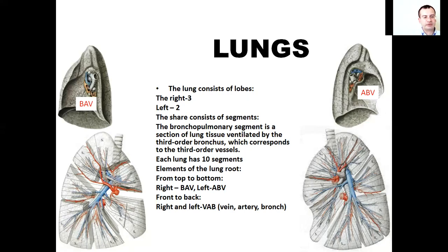Elements of the lung root from top to bottom, right and left. Right BAV, left ABV. So it means bronchus, artery, vein on the right, and artery, bronchus, vein on the left. And from front to back, right and left VAB: vein, artery, bronchus.